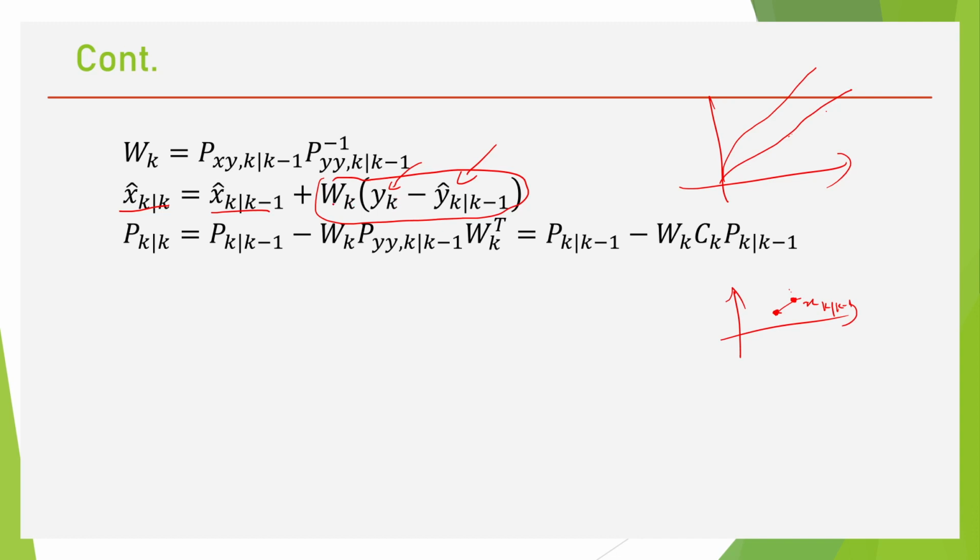So we correct it by the Kalman gain. The Kalman gain is just the product of the cross covariance and the inverse of the variance of the output. And we also correct the priori covariance. This one is the priori, and this one becomes the posteriori. We correct this one as well.